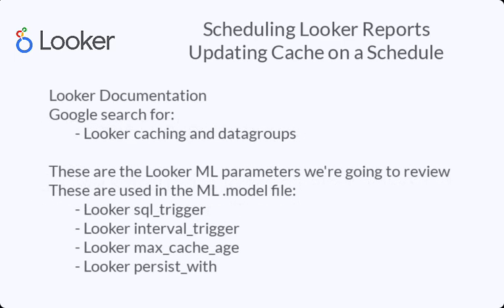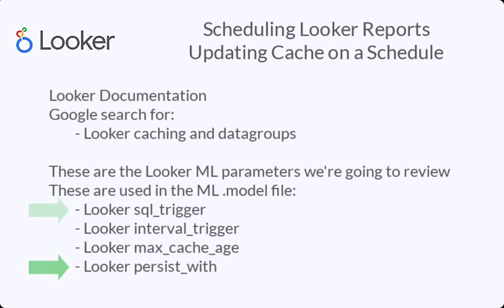So when you go to look for this in documentation, you're going to want to do a Google search for Looker caching and data groups. And then that's going to pull up the web page that talks about all of these different parameters. And what you're going to do is modify LookML parameters in your model file, and you're going to use these four different parameters to control this. You've got your SQL trigger, your interval trigger, your max cache age, and your persist with statement.